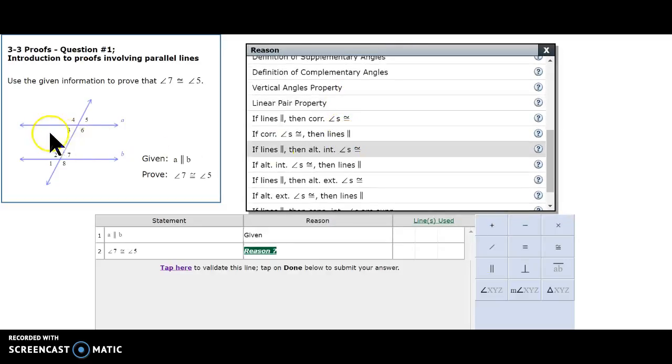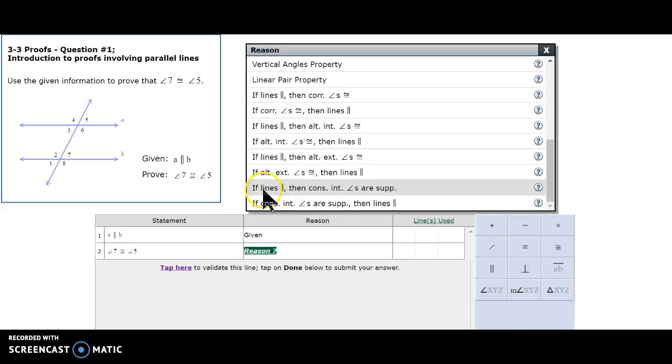So we know for sure that the lines are parallel. So we will be looking at if lines are parallel, then what? We have all this, if lines are parallel, because we know that for sure now. It is given to us. So if lines are parallel, then 7 and 5, what are they? They are corresponding angles. So there you go. This is the property I'm going to choose.